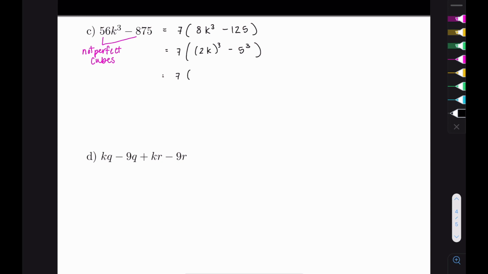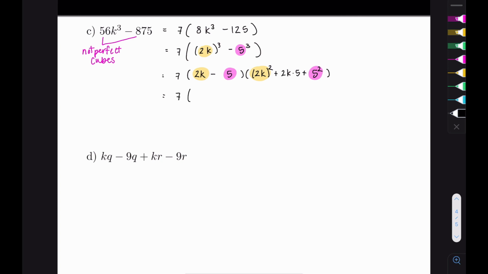So we just leave our 7 out front, and then we go ahead and we set up our cube formula. So remember, we use SOAP to figure out the signs. We do the same sign, the opposite sign, and then the last one is always positive. Okay. In the front spot, I start by putting just 2k, the thing being cubed. And in the front spot here, we get 2k squared. And then in our last spots, it deals with the 5. So we just get a 5 and then 5 squared. And in the middle, we do the product of the two things that are being cubed. So 2k times 5.